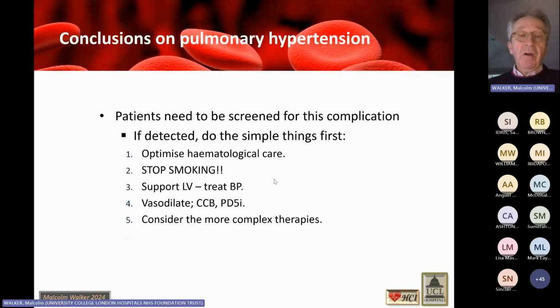So you do need to screen, and if you detect the tricuspid jet velocity rising, our response is to optimize hematological care, often drive the hemoglobin higher, and try and encourage patients to join transfusion and exchange transfusion programs if we can. Those that still smoke, and it's a surprising prevalence, should stop smoking. If they have hypertension, which some of them do by this time, treat that. And we do use vasodilators, and we do refer them for more complex therapies if we cannot get anywhere with these simple measures.